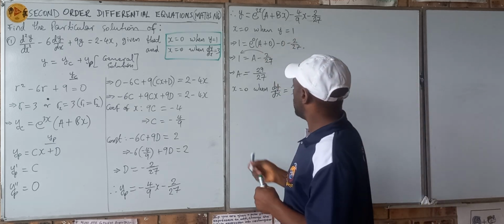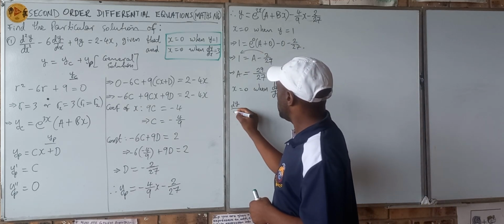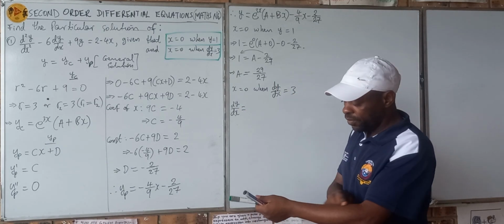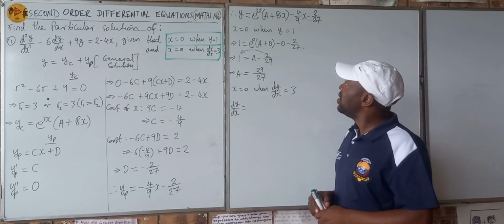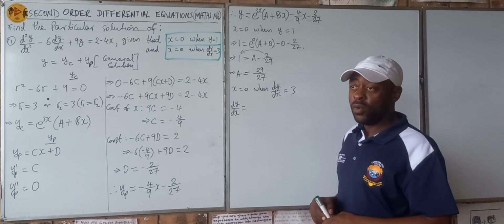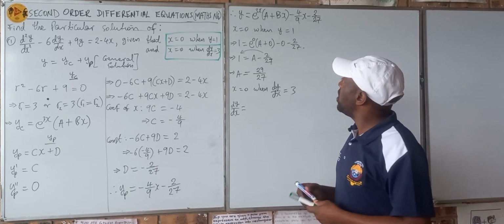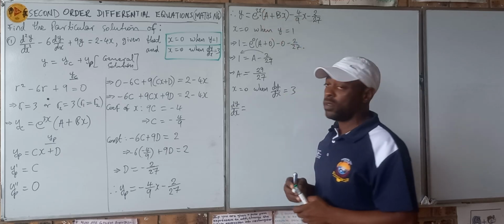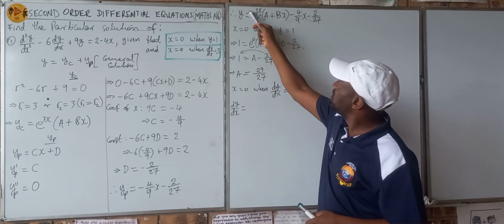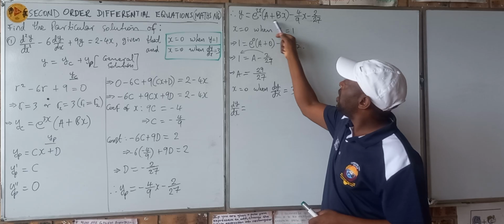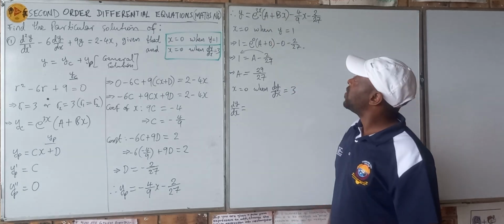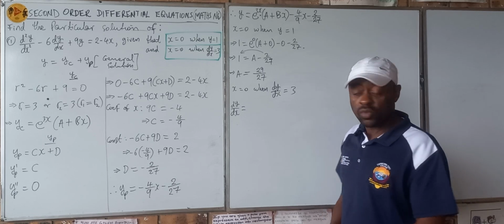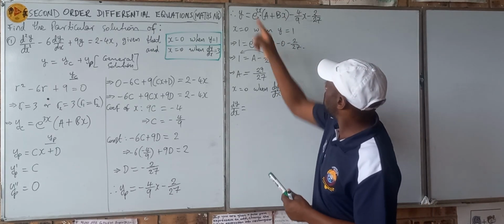Looking at our general solution, we have to differentiate it to get dy/dx. Now this is where the trouble steps in. If we look at our general solution very well, it's obvious that it starts with a product, a product of an exponential function and a linear function. So when we are differentiating a product, there is something called the product rule, which we must use.